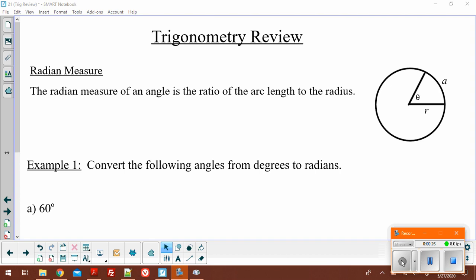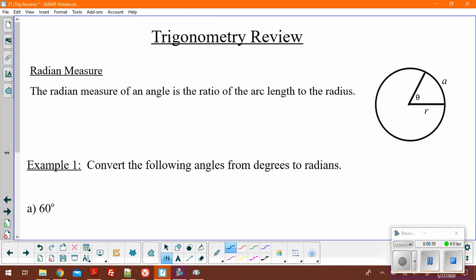The first thing is just remembering what radian measure means. The radian measure of an angle is the ratio of the arc length to the radius, right? So we write that theta equals A over R. It's just this divided by that.